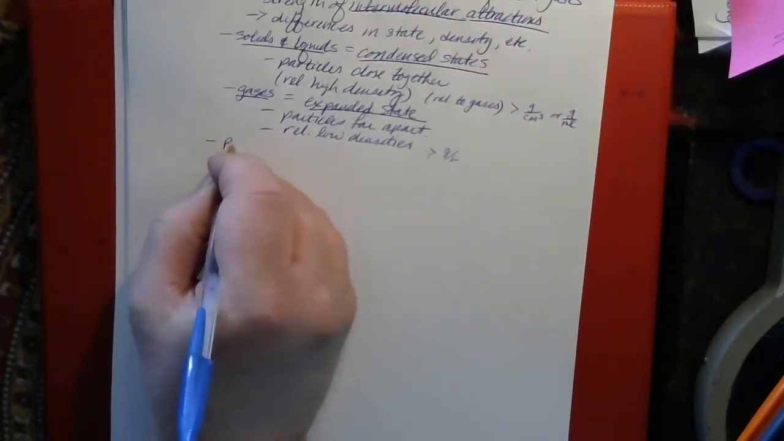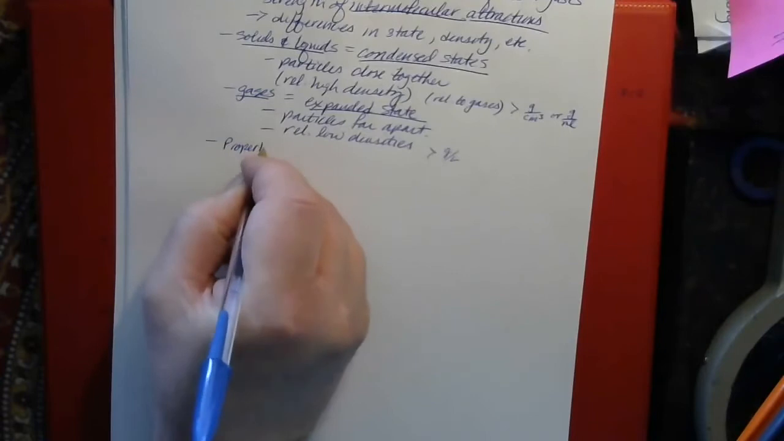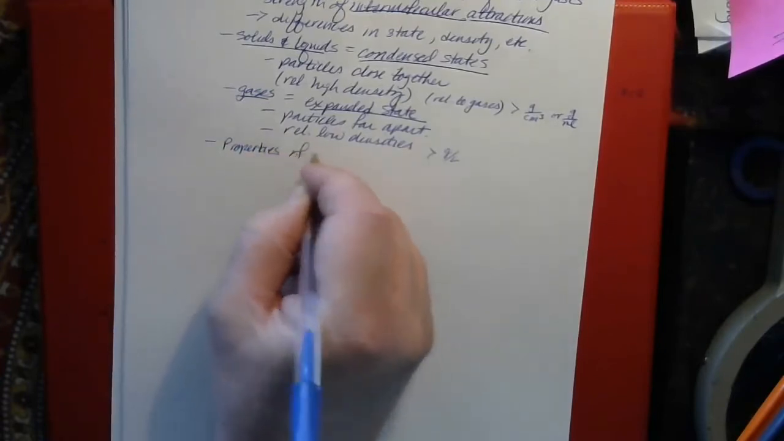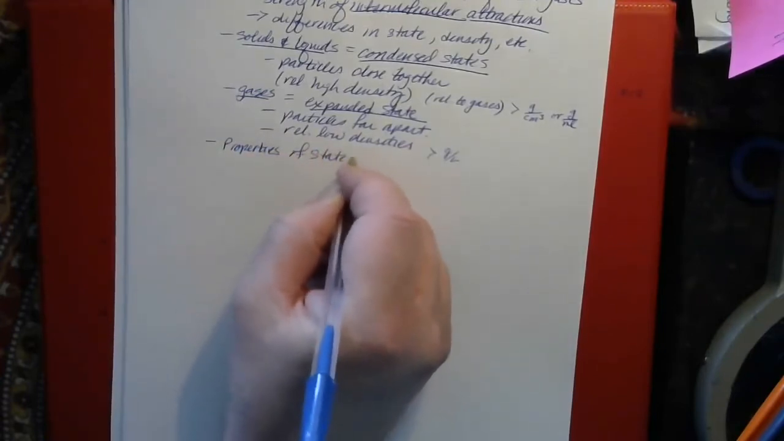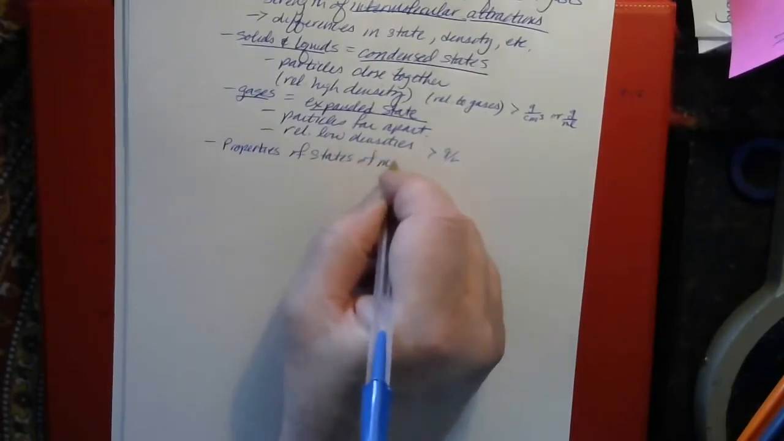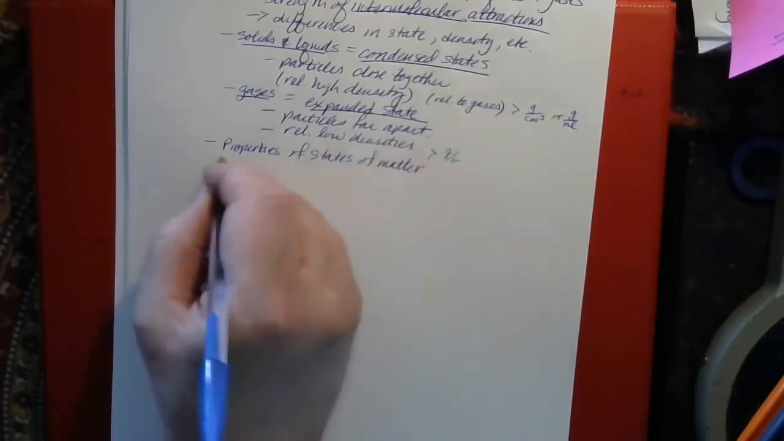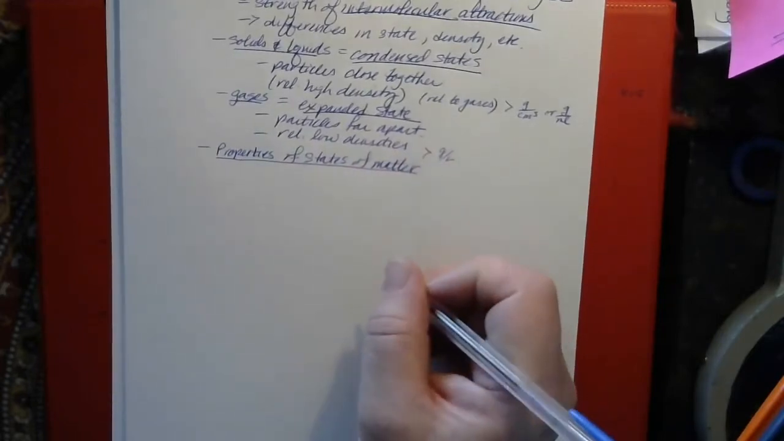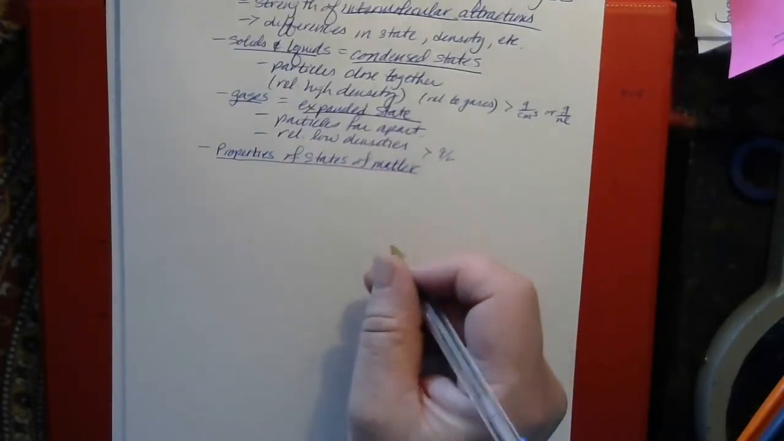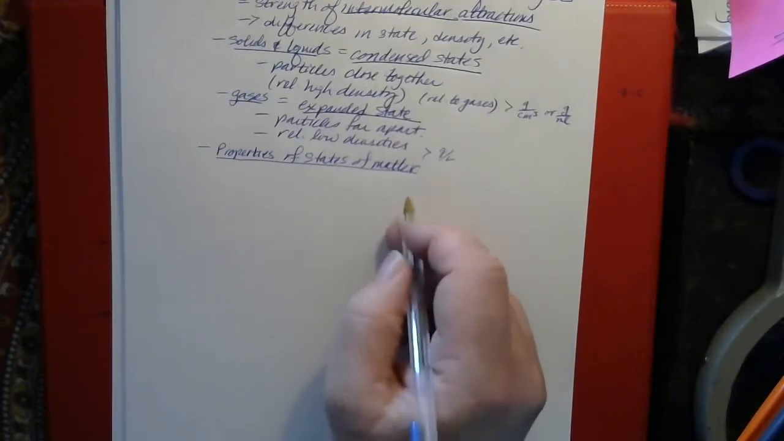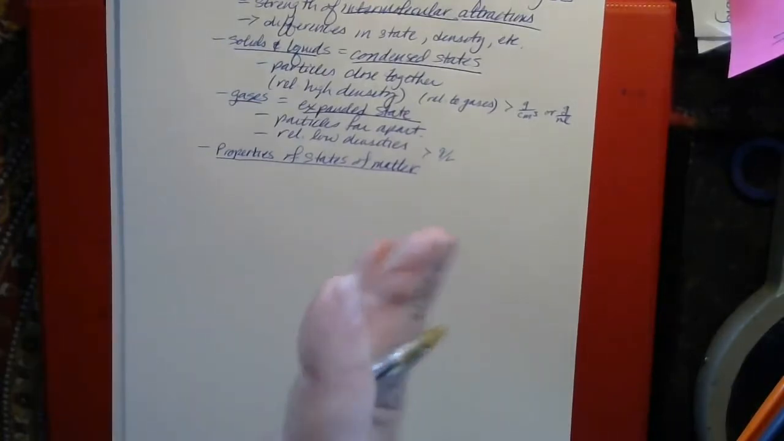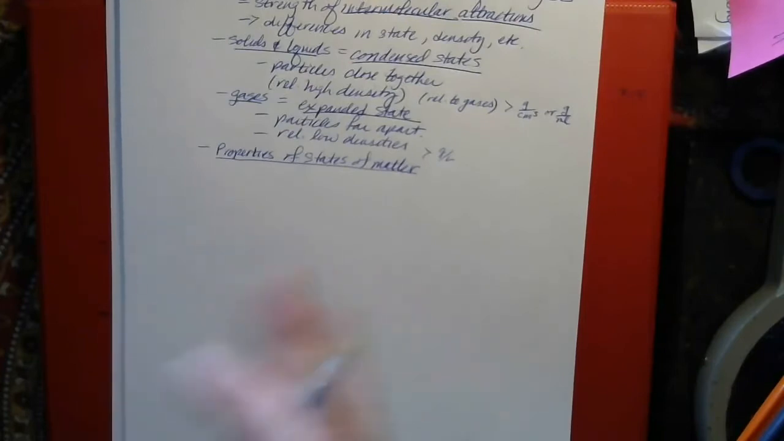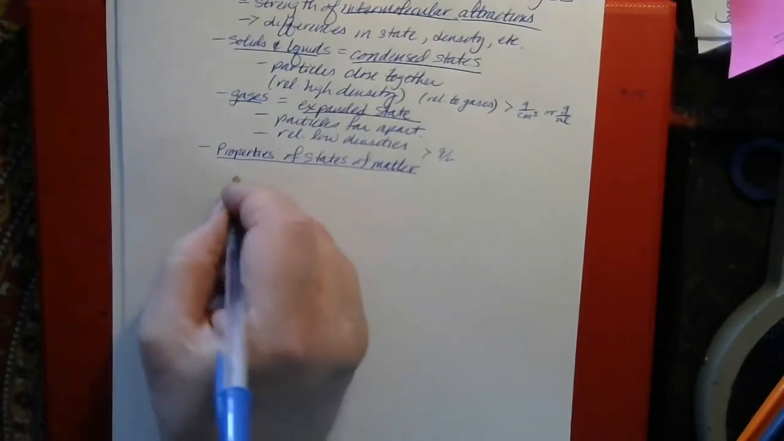There is a table early in the chapter, which goes over just a summary of the properties of various states of matter. And it would not be a bad idea to review that. It gives you a good, quick comparison of solids, liquids, and gases.